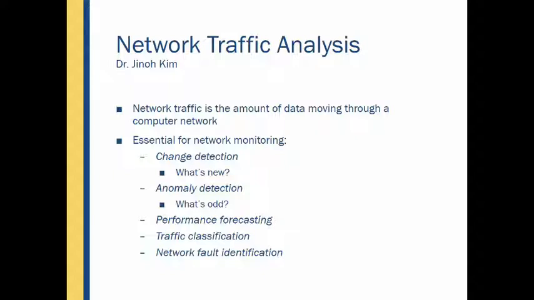Network traffic can be considered as the data moving through a computer network. What's essential for network monitoring? There are a couple of aspects. Change detection is like finding what's new inside the input data. Anomaly detection is finding abnormal behavior in current traffic so that you can stop attacks by hackers, something like that. Performance forecasting, traffic classification, and network port identification all fall into the research area of network traffic analysis.